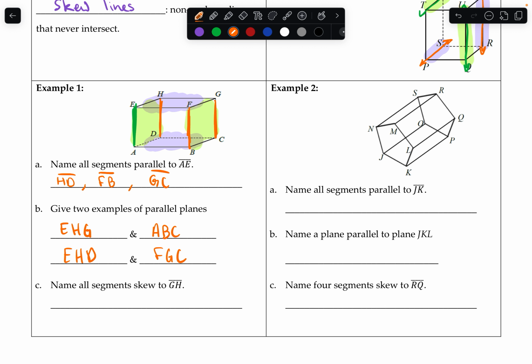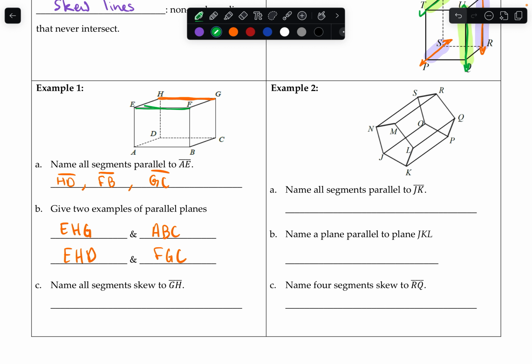All right. Now all segments skew to GH. So I'm going to erase all this stuff because it's getting a little crowded. Let's find GH. GH is back here. We're going to try to find skew segments to GH. Now remember, they are on different planes. So you might say, hey, GH is never going to intersect with DC, right? Well, true, but they're parallel because they're both on that kind of like back of the box. They're on the same plane. And same with EF. Those are never going to intersect, but they're parallel. They're not skew. They're on the same top plane as HG.